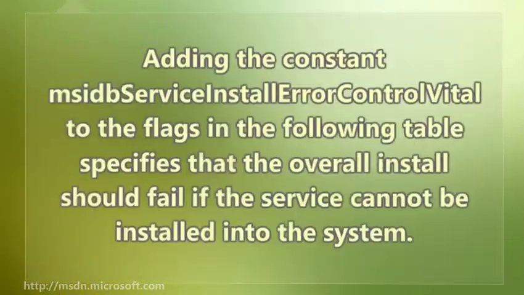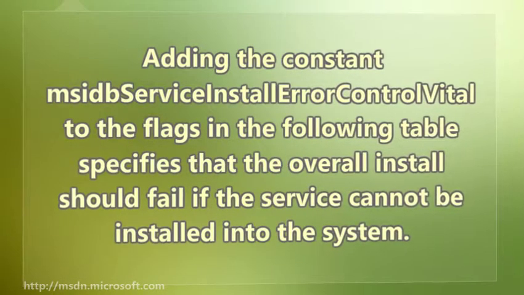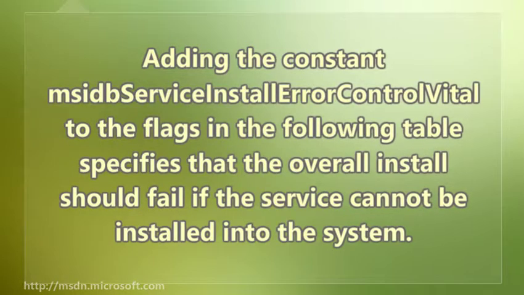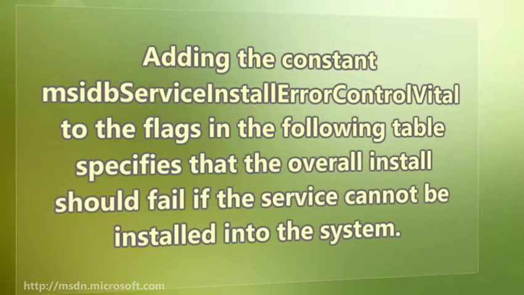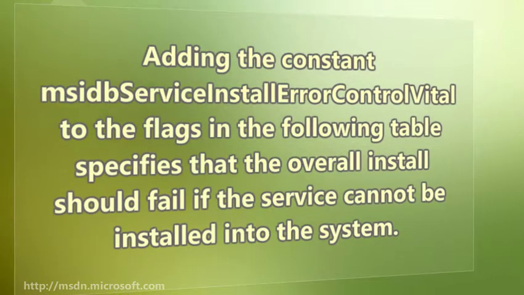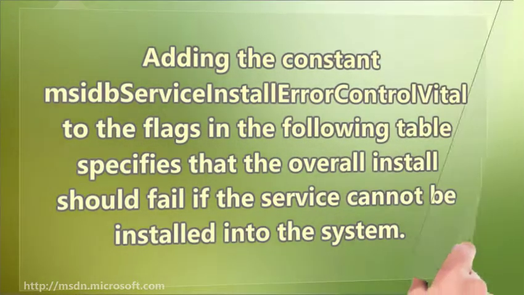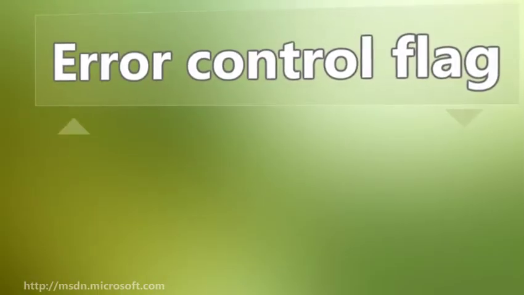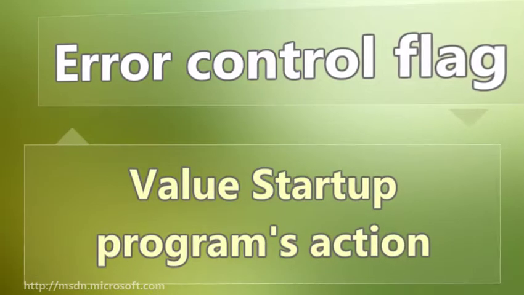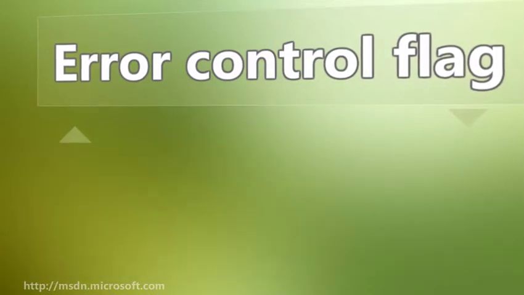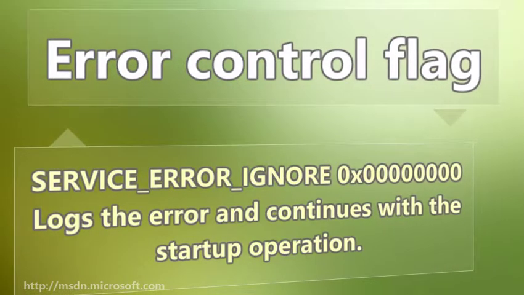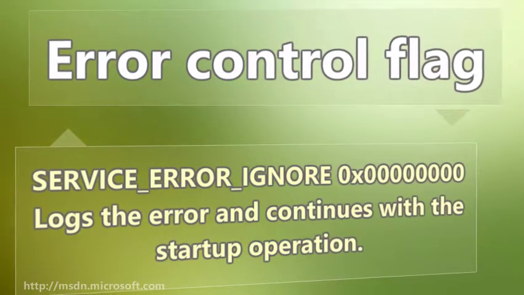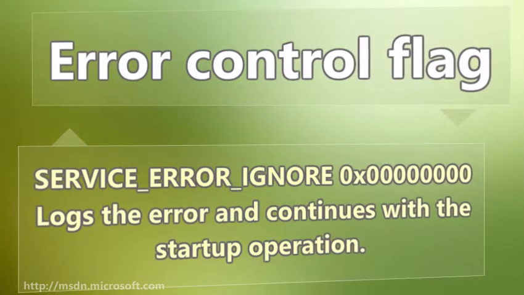Adding the constant MSIDBSERVICECONTROLEVENT_ERRORCONTROLVITAL to the flags in the following table specifies that the overall install should fail if the service cannot be installed into the system. Error control flag. Value, action. SERVICE_ERROR_IGNORE, 0x00000000. Logs the error and continues with the start operation.